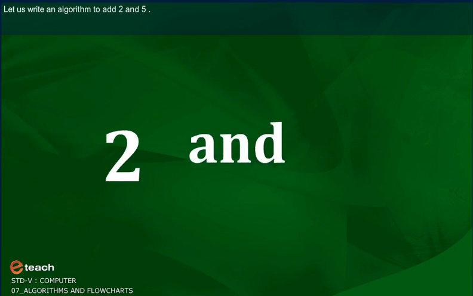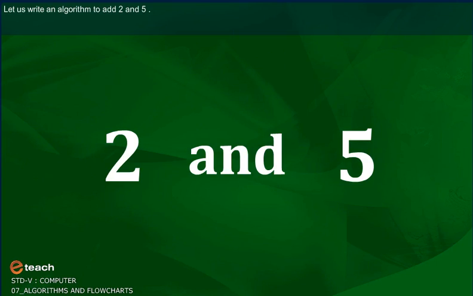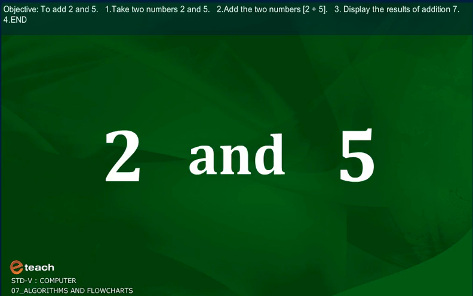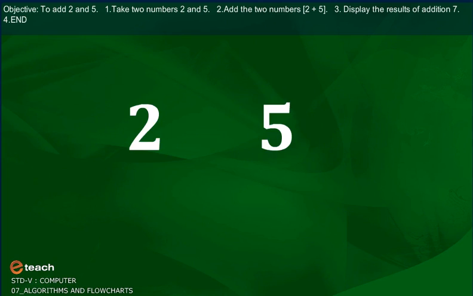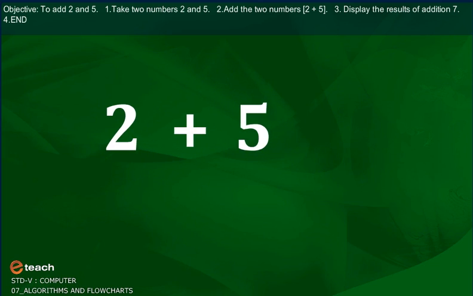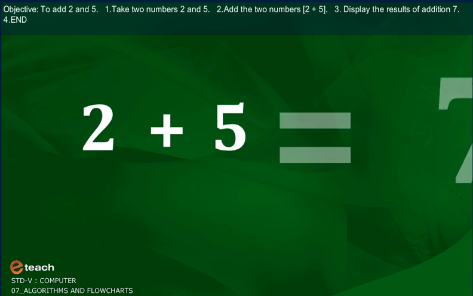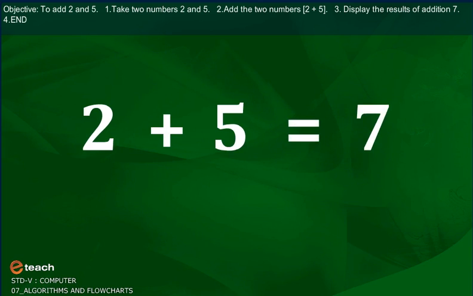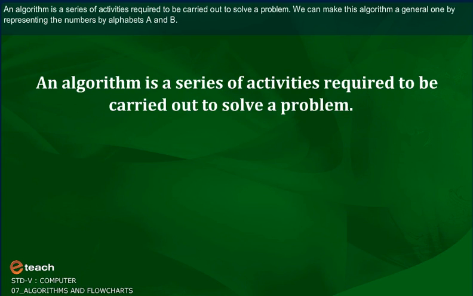Let us write an algorithm to add 2 and 5. Objective: to add 2 and 5. 1. Take 2 numbers, 2 and 5. 2. Add the 2 numbers, 2 plus 5. 3. Display the result of addition, 7. 4. End. An algorithm is a series of activities required to be carried out to solve a problem.